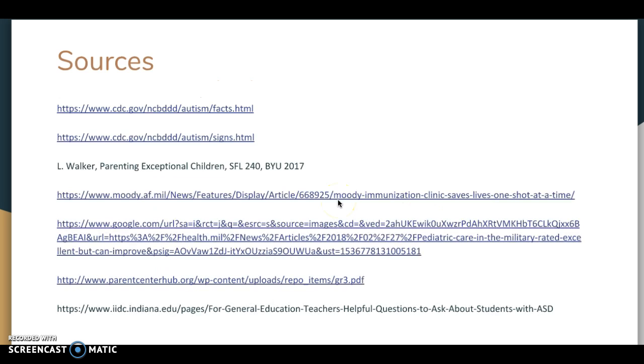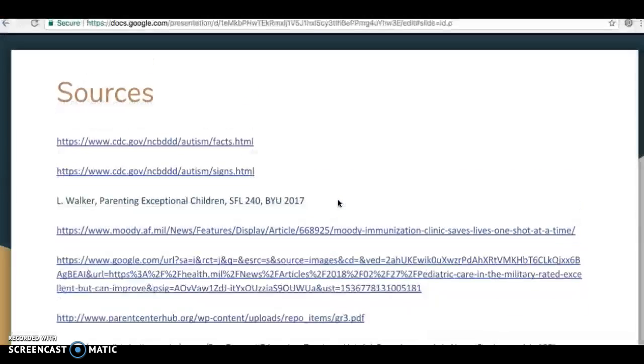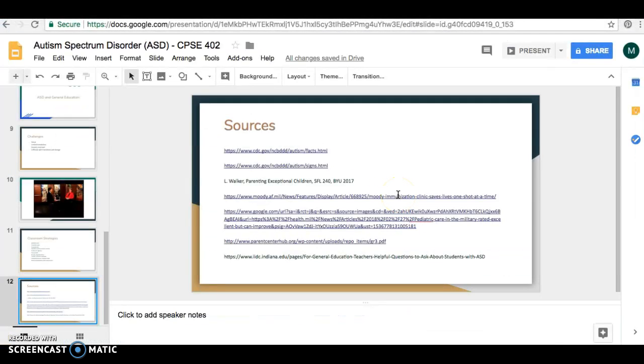So here are my sources if you want to take a look at those. Again, there are plenty more resources, things that teachers can do to help students with ASD, but I thought this covered a decent basis of how we as general educators can help students with this particular disability in our classrooms.